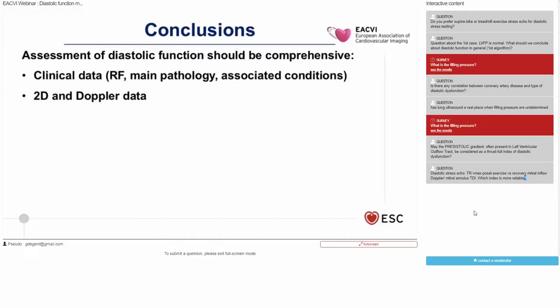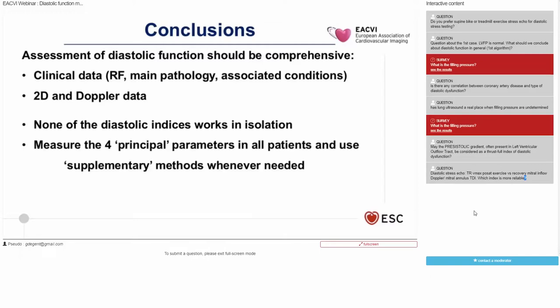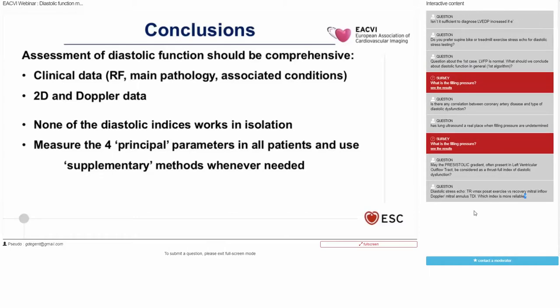And then move with echo data, start with structural data by 2D echo, move to functional information by Doppler echo. There is no diastolic index able to work in isolation to make the diagnosis. So an integrated approach is recommended. You can start by measuring the four principal parameters that are recommended in all your patients, but don't forget to use any supplementary method that applies to your case whenever it is needed, depending on your patient.